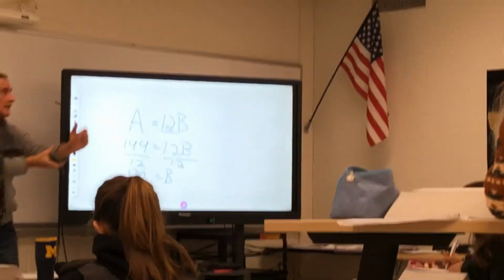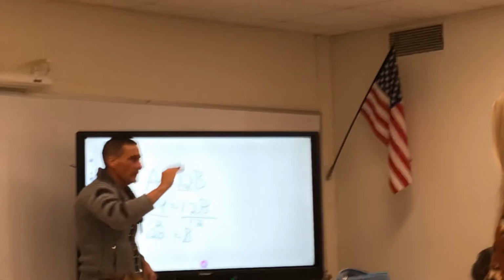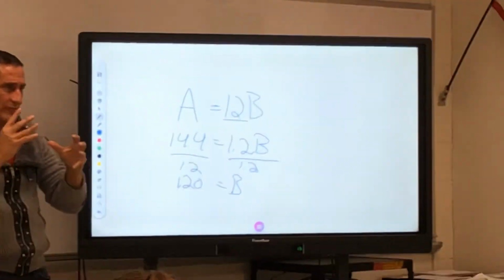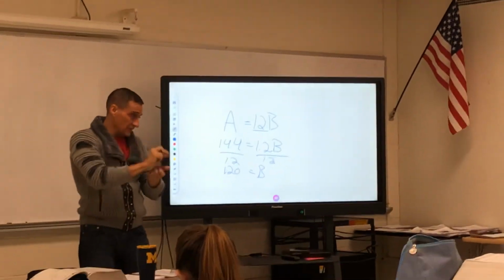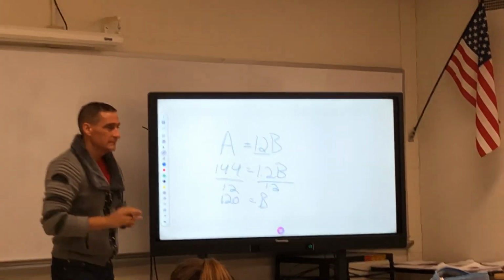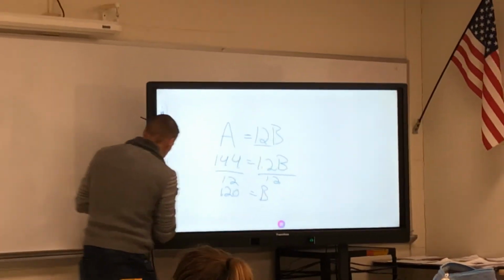So that little trick, I've seen this trick over and over in different tests in different ways, so just keep that in mind, that the bigger coefficient means the value is actually smaller. Okay, next.